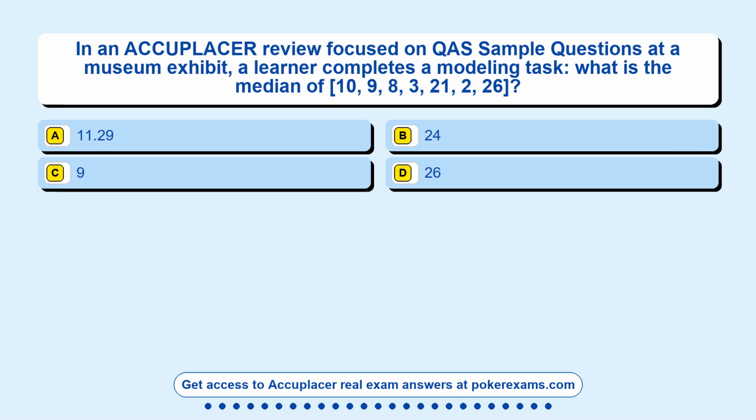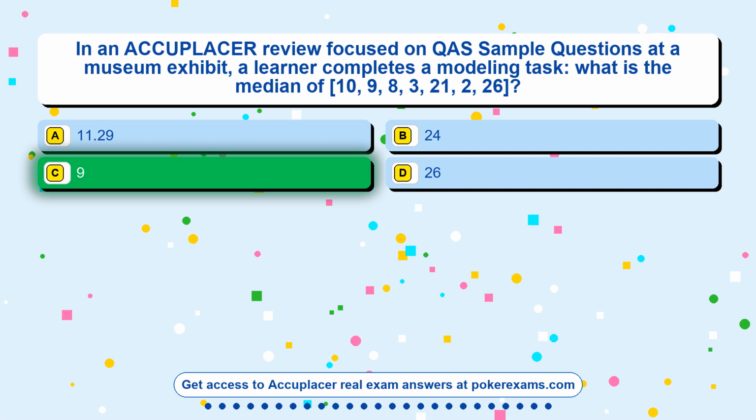Question 12. In an ACCUPLACER review focused on QAS sample questions at a museum exhibit, a learner completes a modeling task. What is the median of 10, 9, 8, 3, 21, 2, 26? Option A, 11.29. Option B, 24. Option C, 9. Option D, 26. The correct answer is option C, 9.